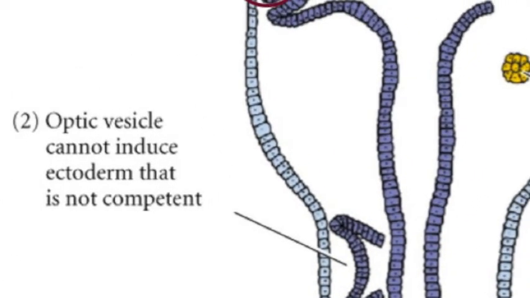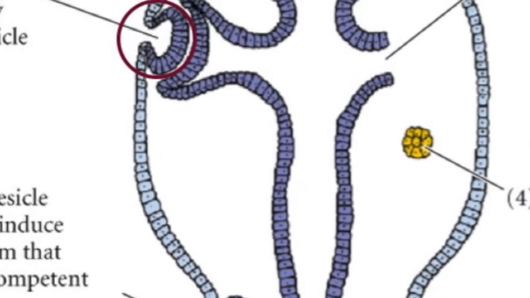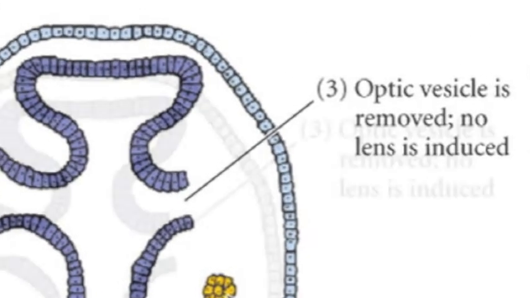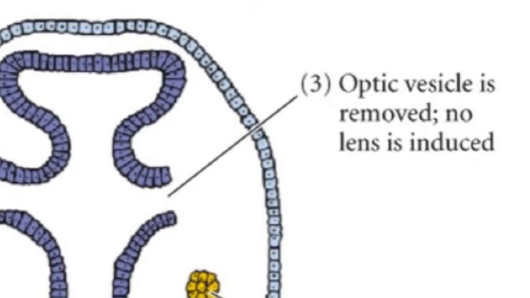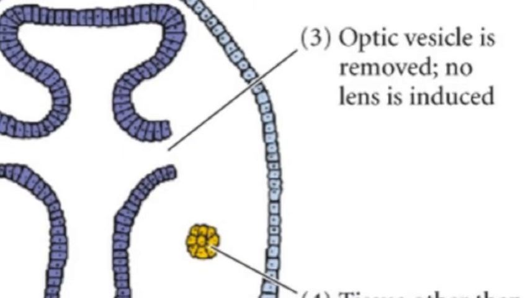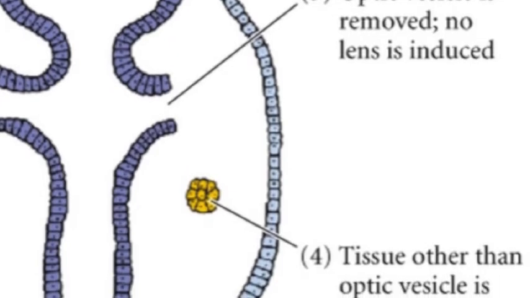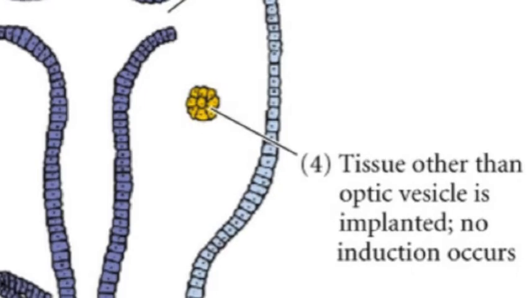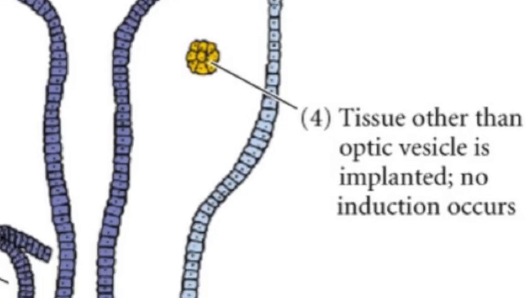If the optic vesicle is removed, as in part 3, there is no PAX6 expression, and therefore no lens will be formed. Finally, part 4 displays that when a different type of stem cell is inserted, no lens will form. These 4 experiments show that certain stem cells induce new fates and structures in other types of stem cells.